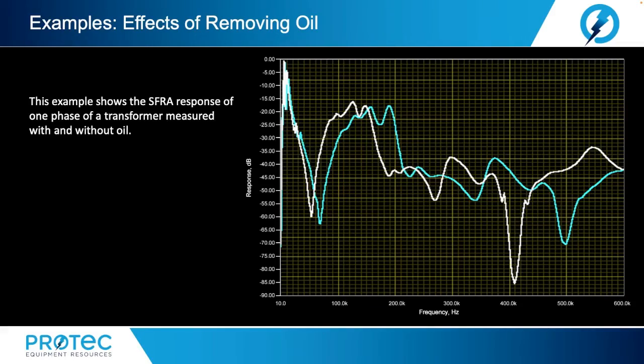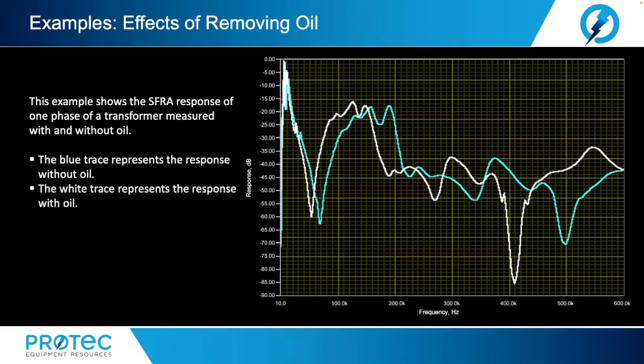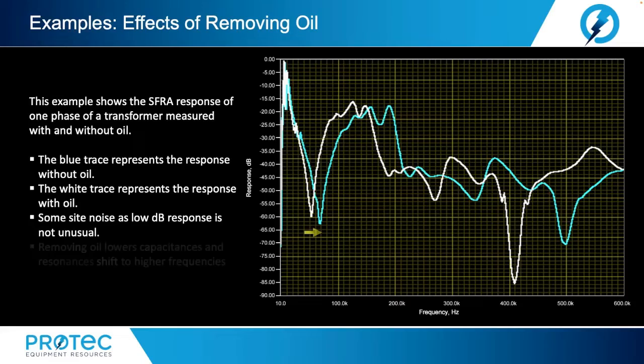Now let's look at the effects of removing oil. This example shows the SFRA response of one phase of a transformer measured with and without oil. The blue trace represents the response without oil. The white trace represents the response with oil. Some site noise as low dB response is not unusual. Removing oil lowers capacitances and resonance shift to higher frequencies.